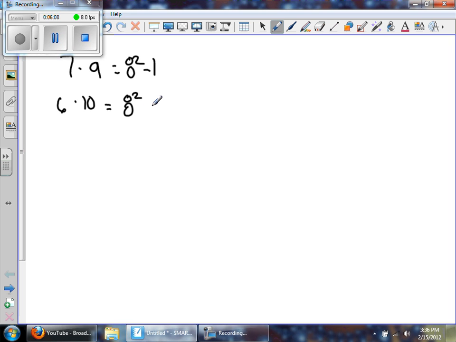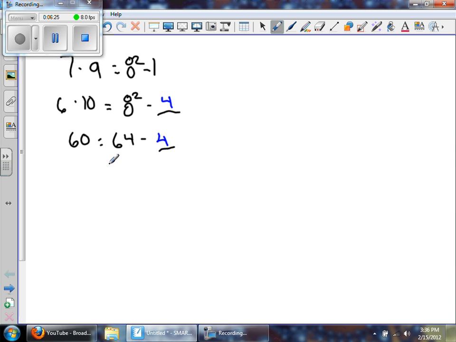Well, this is going to be 8 squared minus something. 6 times 10 is 60. 8 squared is 64. So what number makes these equal? Well, I'm going to use a different color for this. It's 4.